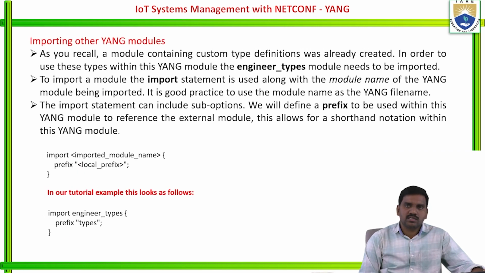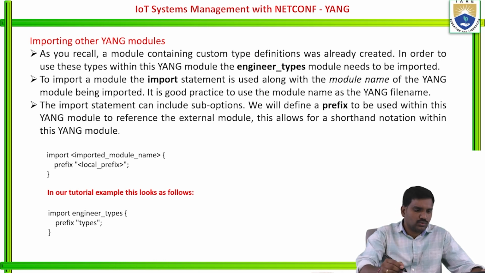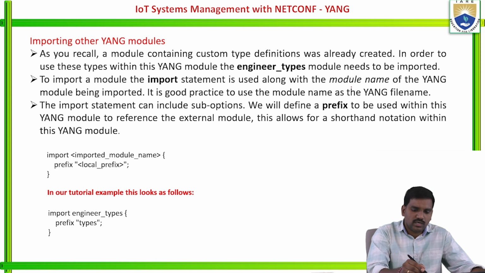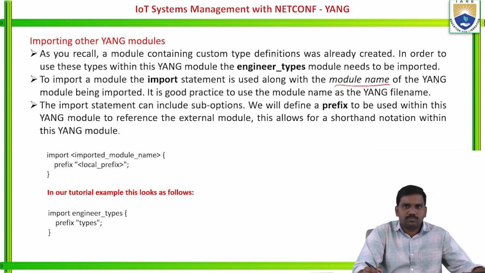Next, import the other YANG modules. How do we import other YANG modules? As you recall, a module with custom type definitions was already created. In order to use these types within the YANG module, the engineer types module needs to be imported. So first we have to import the previous types. To import a module, the import statement is used along with the module name, which is the name of the YANG module being imported. It is good practice to use the module name as the YANG file name.